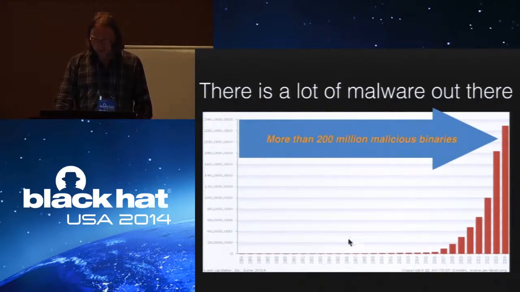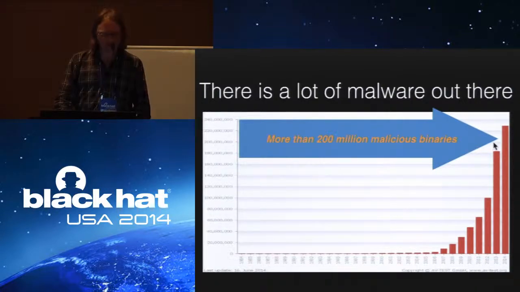There was a very small number of Trojans and viruses for the first couple decades of the internet, and then you see this explosion starting really in the last decade. The vast majority of the malware that's out there has been produced in the last 7 years or so, and we're up to about 200 million malicious binaries. So there's a lot of malicious stuff out there, a lot of unique malicious files.